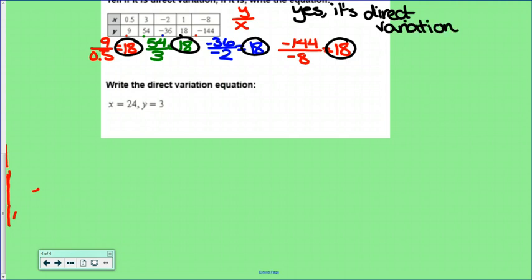So now we need to write the equation. So this number that they've all simplified to, this 18, that's our constant of variation. So we're going to write our equation, which is y equals 18x.